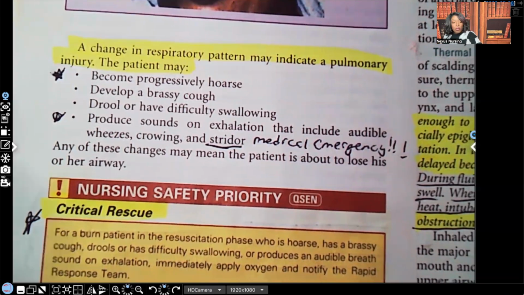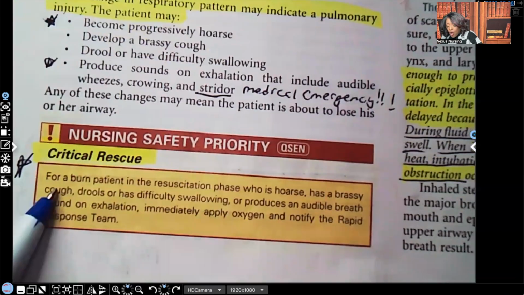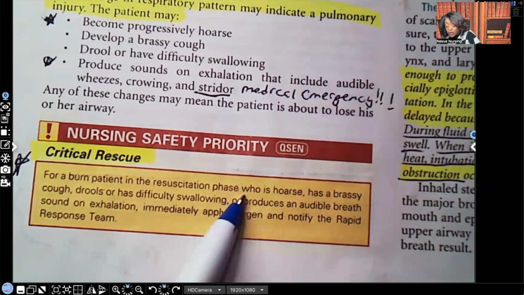Okay. Critical rescue. For a burn patient in the resuscitation phase who is hoarse.